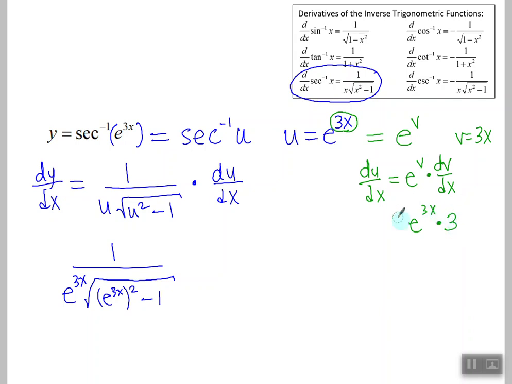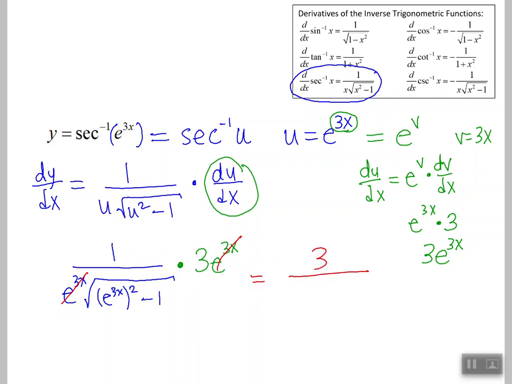So now we see what du dx looks like and can replace it in here, times 3e to the 3x, which of course is a cleaner way to write e to the 3x times 3. Now we have a derivative, but of course this can be cleaned up quite a bit. We have an e to the 3x divided by itself, and then 1 times 3 is 3, so 3 for the numerator. And in the denominator, e to the 3x squared, we do 3x times 2, which is 6x, so that will be e to the 6x minus 1. What a nice looking derivative.